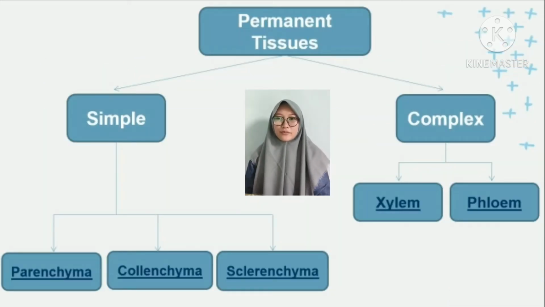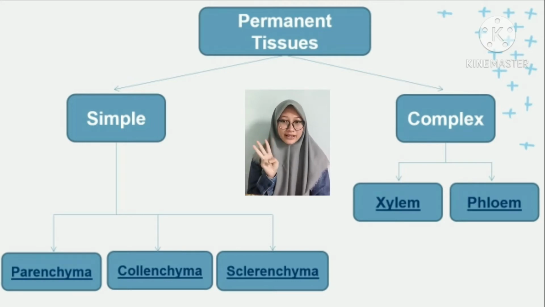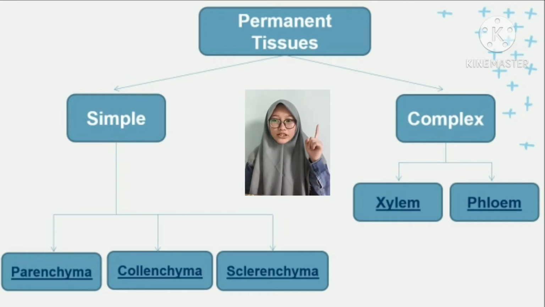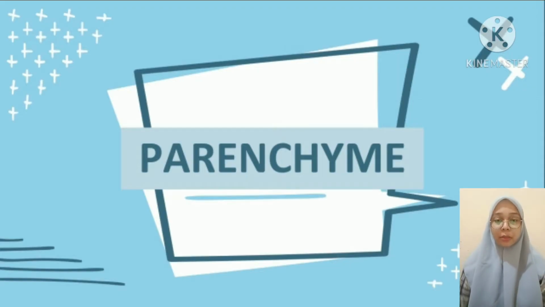We can see from the chart that the permanent tissue is divided into two, namely the simple tissue and the complex tissue. Simple tissue is divided into three, namely parenchyma, collenchyma, and sclerenchyma, while the complex tissue is divided into two, namely xylem and phloem. And now, I'll present to you about parenchyma.